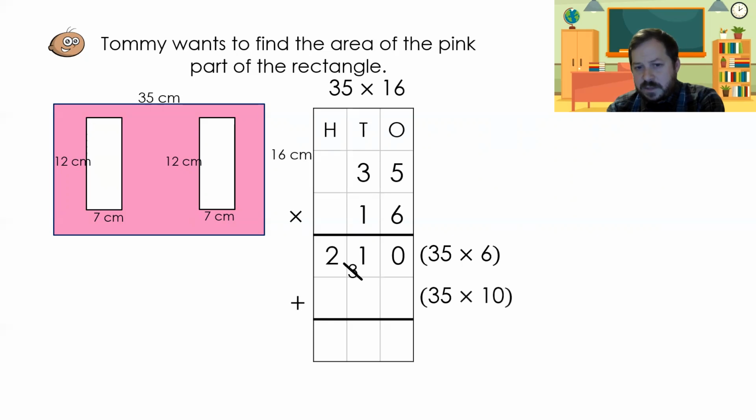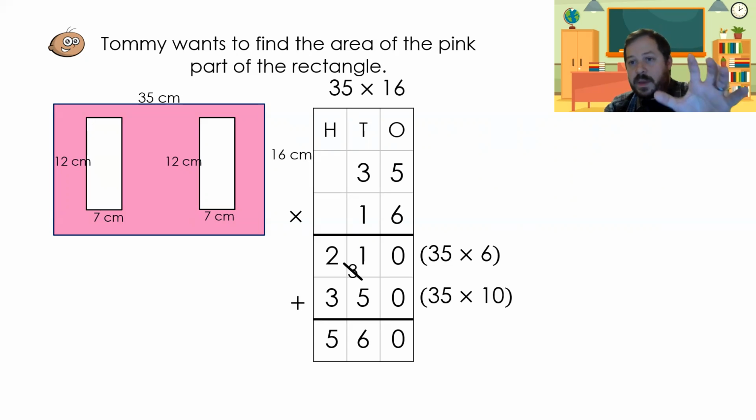Then we do 35 times 10. Remember to put the 0 in first from timesing by 10. Then we do 1 times 5 is 5, 1 times 3 is 3. And we add it together to get 560. So the total area of the pink shape plus the two white bits is 560 centimeters squared.